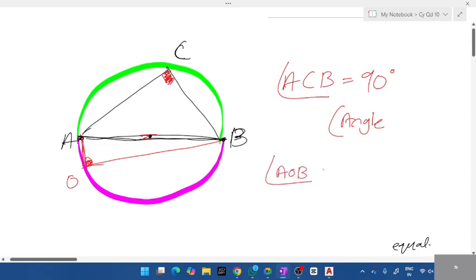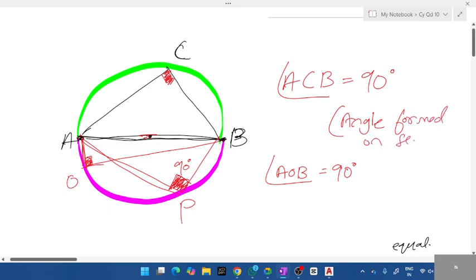What will be the value of AOB? Even AOB will be 90 degrees. You take anything, students, from AB, you draw n number of triangles. Next, APB. What will be the value of APB? APB will also be 90 degrees. Is this clear? APB 90. You have to write the reason: angle formed on semicircle. That's it. Angle formed on the semicircle is 90 degrees.